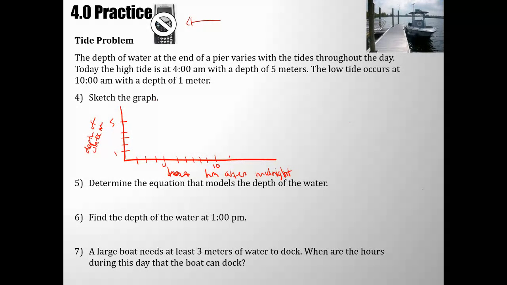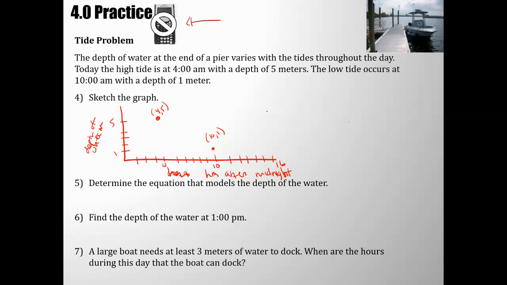So that's 6, and then 1, 2, 3, 4, 5, 6. This would be 4 p.m., which is actually going to be 16. That would be 4 p.m. That would be one cycle of it, and so that's really what I'm going to focus in on graphing. So at 4 a.m., we were at high tide, which was 5 meters. At 10 a.m., it was 1 meter.